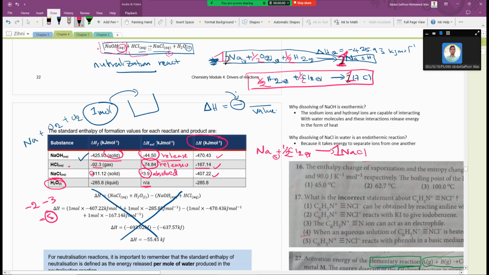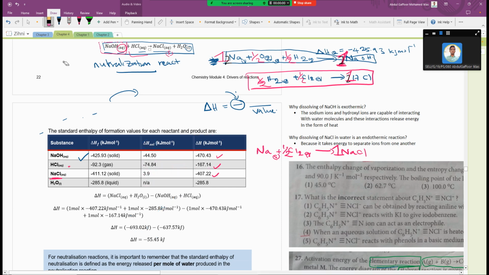Okay, now we have to just substitute this in the equation, right? So I will just create some space here. Okay, so if you just look at this, delta H is equal to the summation of the formation enthalpy of the products, NaCl plus H2O liquid. And again, minus is in the equation, and in the examination you better write down the original equation also.